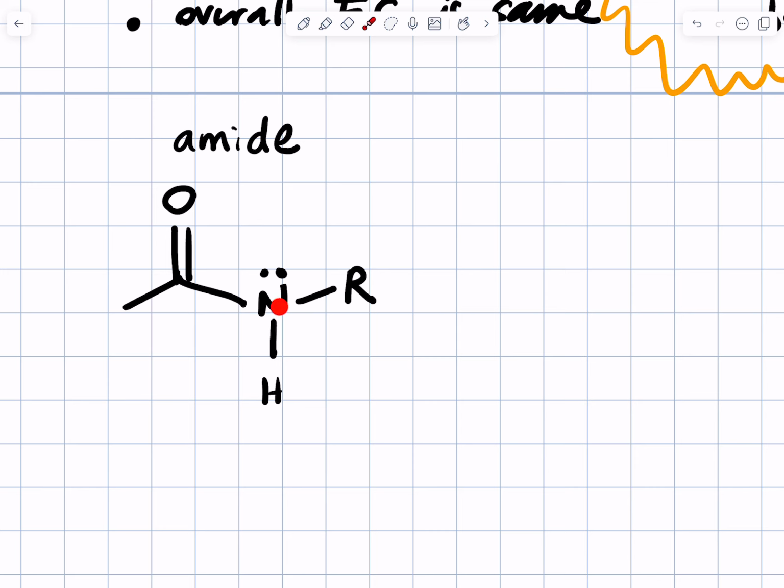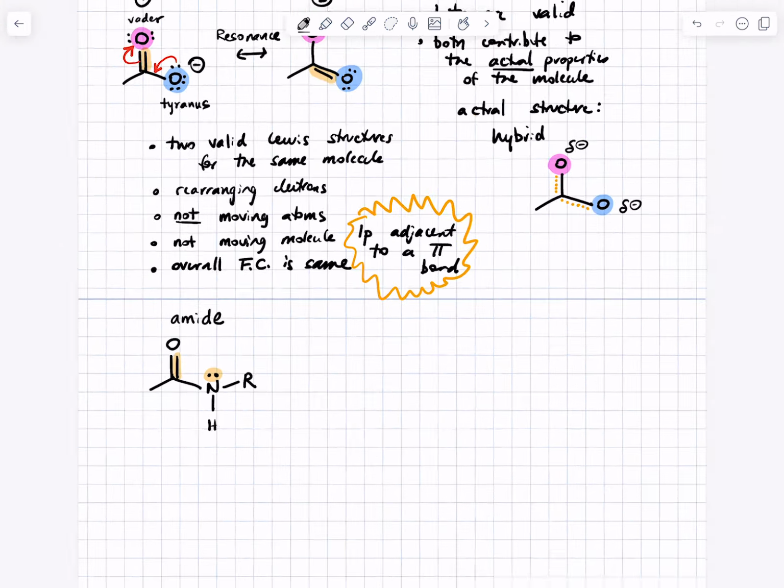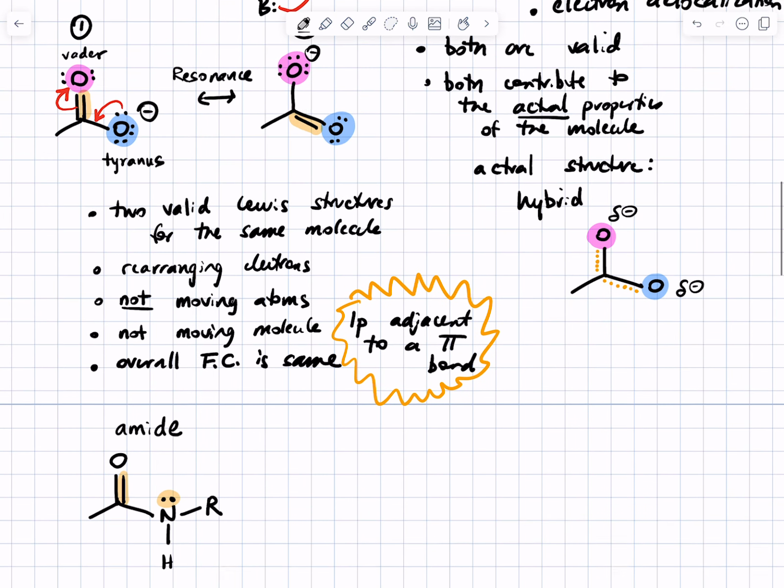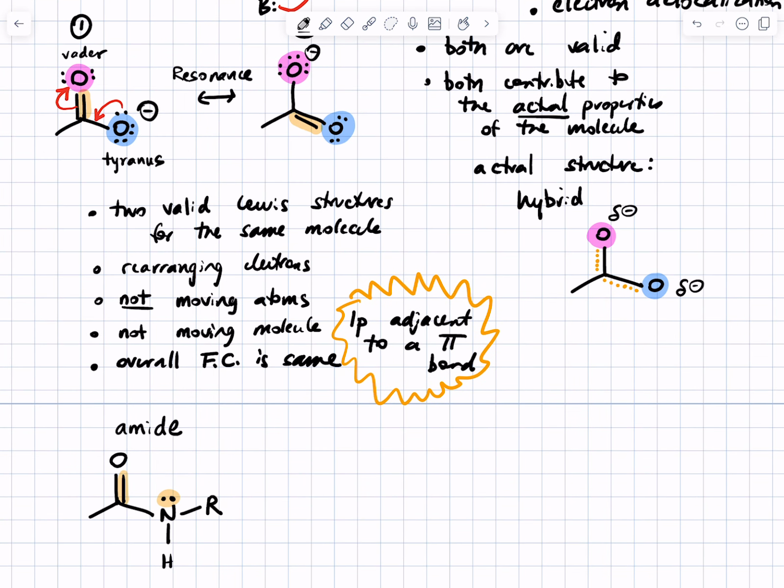Because looking at that nitrogen, you would say, hey, wait a minute. The nitrogen's surrounded by 4 groups and should therefore be tetrahedral and sp3 hybridized. The thing that makes it not sp3 hybridized is the fact that lone pairs are adjacent to a pi bond. And when this happens, you can do the same resonance 2-step that we did above.